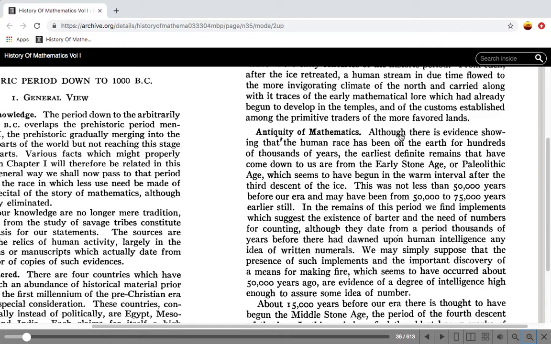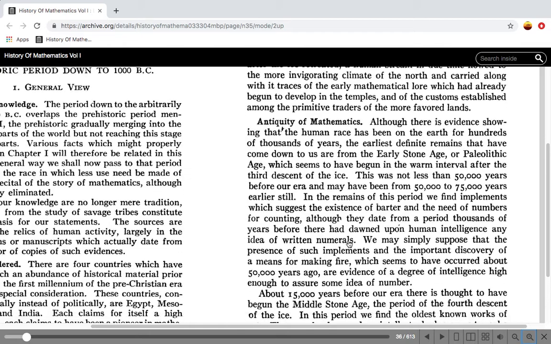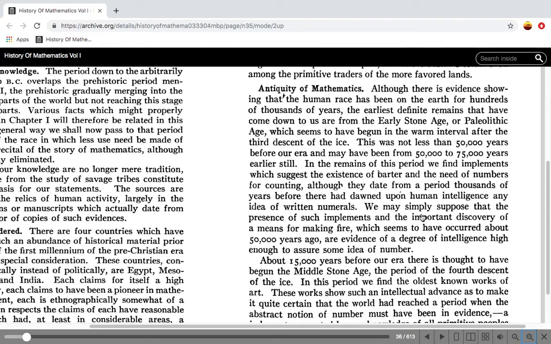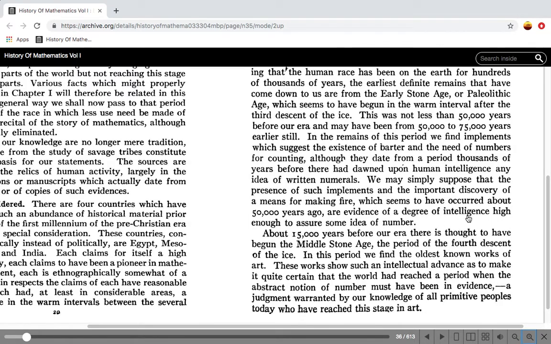Antiquity of Mathematics. Although there is evidence showing that the human race has been on the earth for hundreds of thousands of years, the earliest definite remains that have come down to us are from the early Stone Age, a Paleolithic age, which seems to have begun in the warm interval after the third descent of the ice. This was not less than 5,000 years before our era, and may have been from 50,000 to 70,000 years earlier still. In the remains of this period, we find implements which suggest the existence of barter and the need of numbers for counting. Although they date from a period thousands of years before there had dawned upon human intelligence any idea of written numerals, we may simply suppose that the presence of such implements and the important discovery of a means for making fire, which seems to have occurred about 50,000 years ago, are evidence of a degree of intelligence high enough to assume an idea of number.